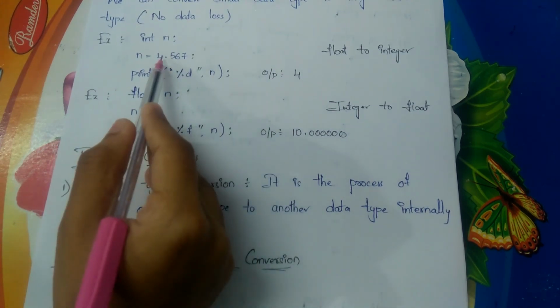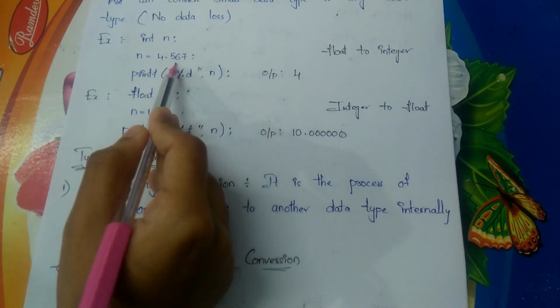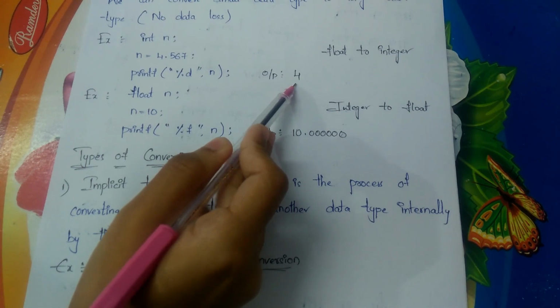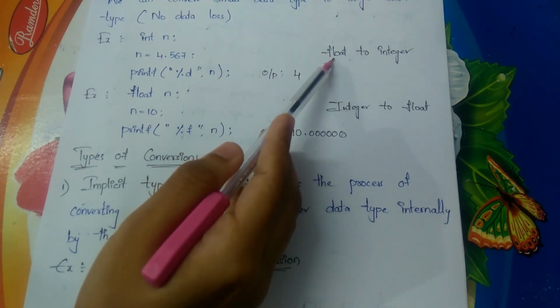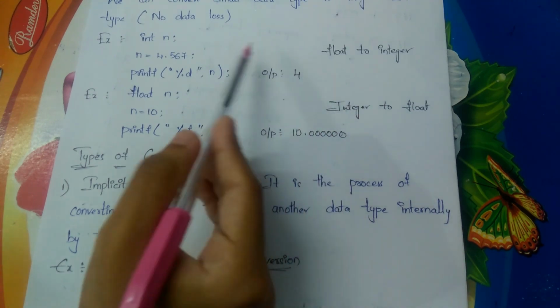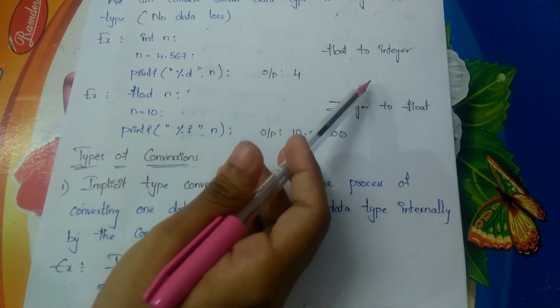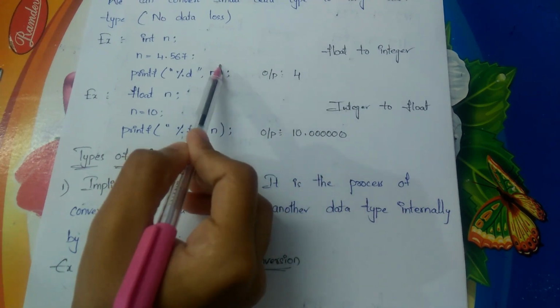So here we are converting 4.567 to 4. It means we are converting a float value to an integer, nothing but converting the float data type to the integer data type. This is the process of converting from one data type to another data type. This is called type conversion.